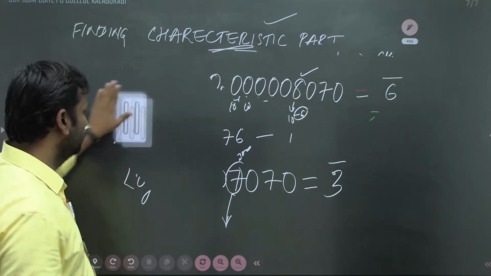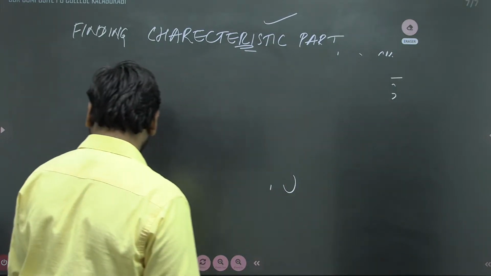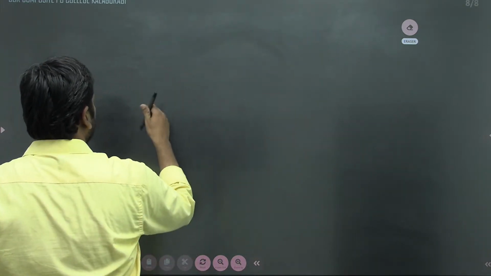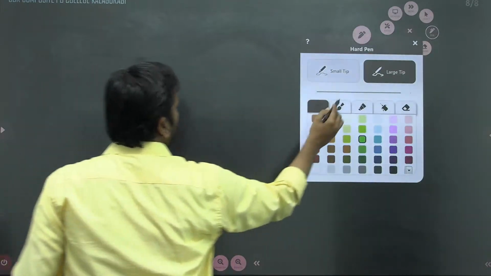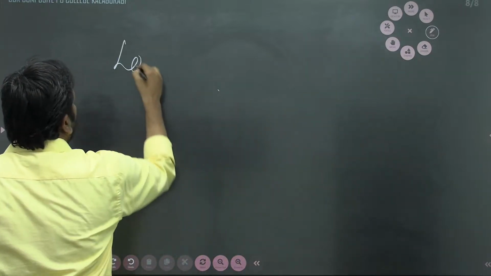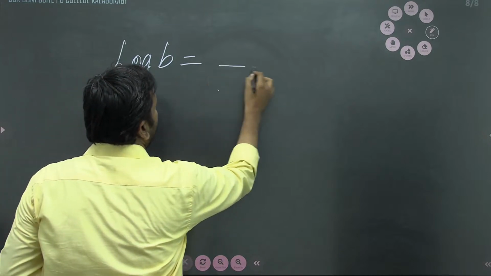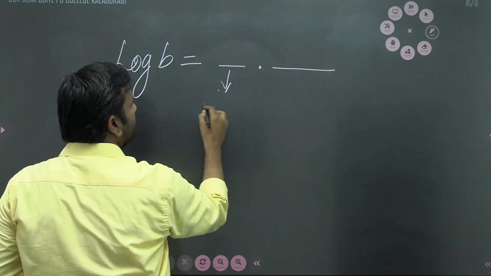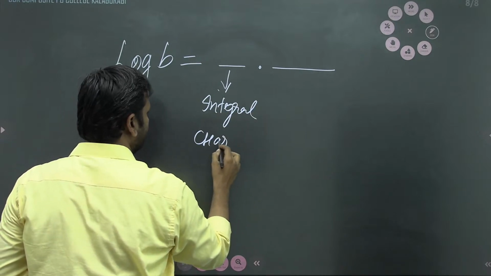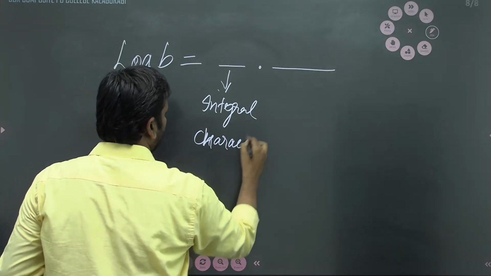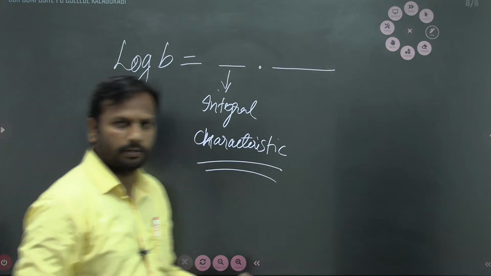So one more is there here. I told you the log of any number, any positive number, right, has two parts here. One is the integral part. The integral part is the characteristic part. I told you that is the characteristic part. Now you are familiar with finding the characteristic part.